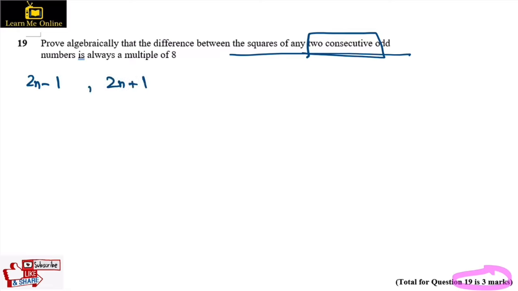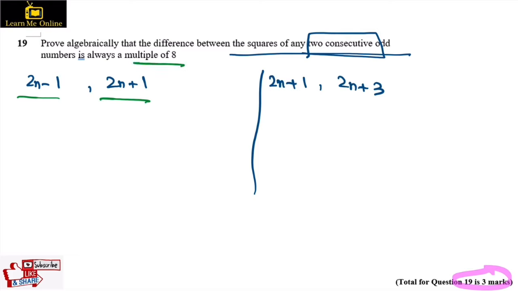You don't really have to take these odd numbers. Maybe you can take 2n plus 1 and then 2n plus 3 as well. At the moment, I am using the left-hand side to show that the difference between the squares of any 2 consecutive odd numbers is always a multiple of 8. So I'm going to do the difference of the squares: 2n plus 1 whole squared minus 2n minus 1 whole squared.